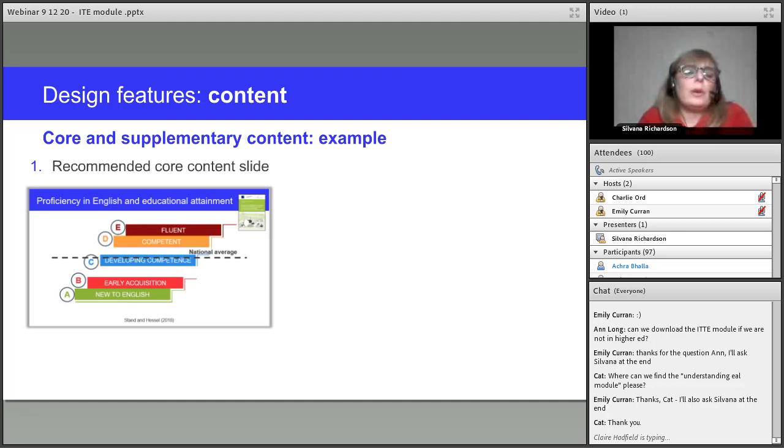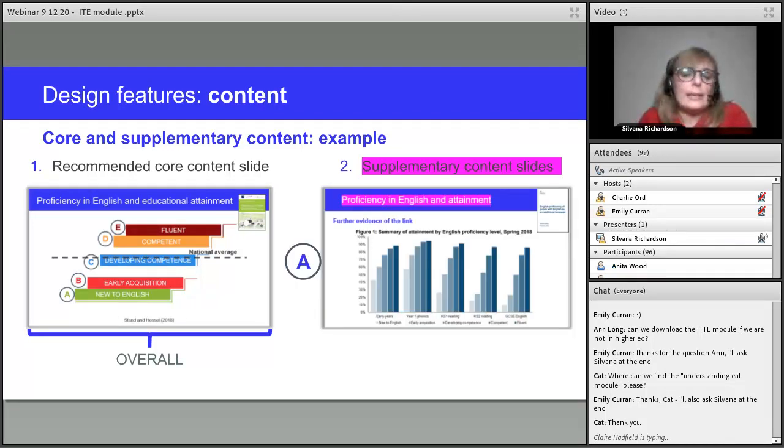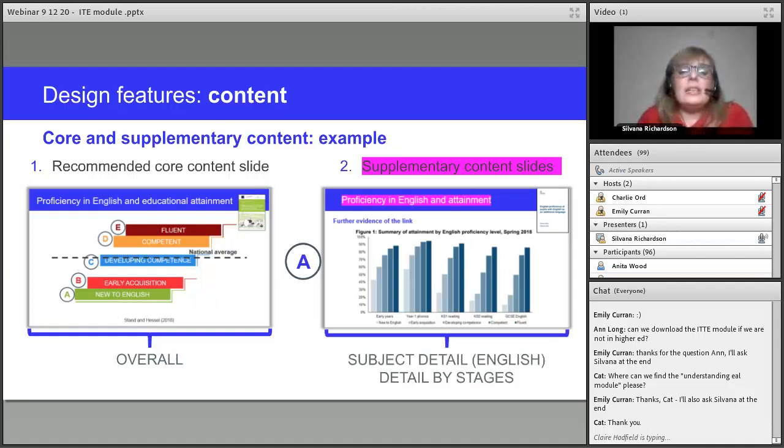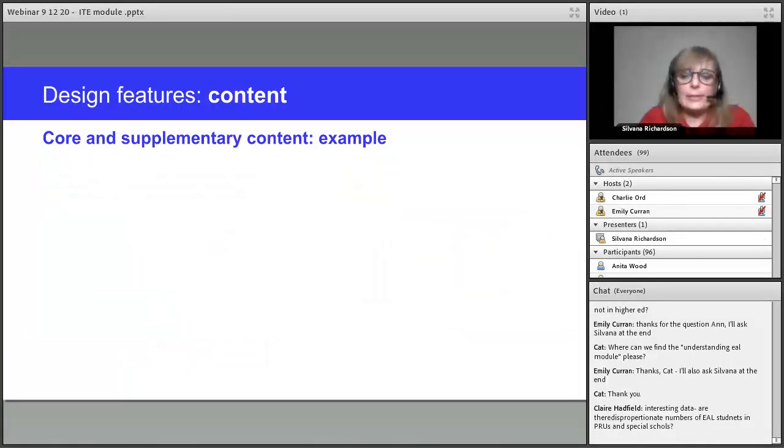Here is another example, and this is a slide that presents the overall findings around proficiency in English and educational attainment. And then again, there are a number of supplementary content slides, again with pink highlights. Where you see the overall information on the left in number one, if you look at number 2A, you will see the subject detail. These are slides about English, and you see further detail by stages. If you look at the columns, you see early years, year one, key stage one, key stage two, GCSE, and then you see the different levels of proficiency for each of those phases and stages.